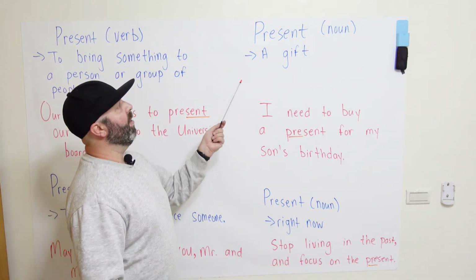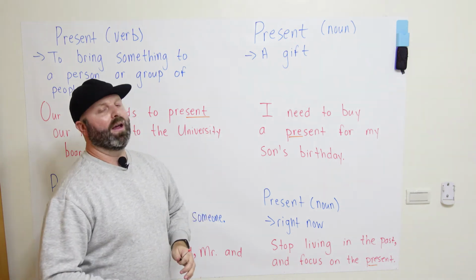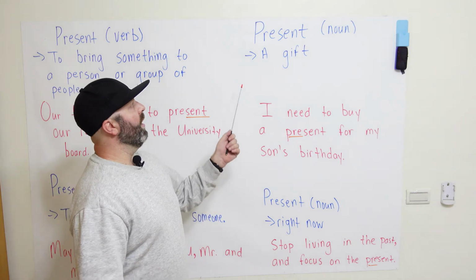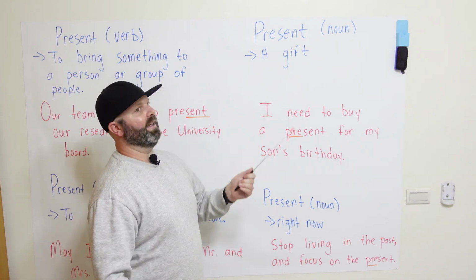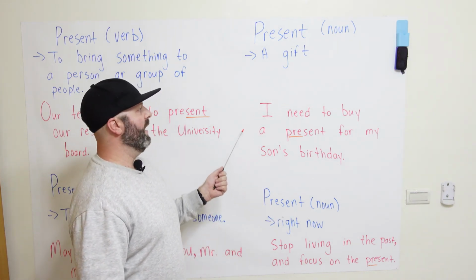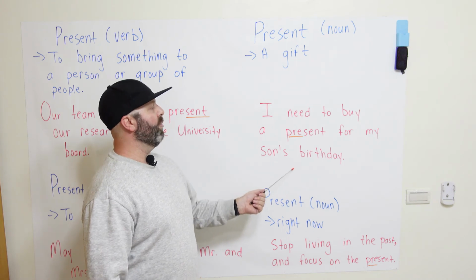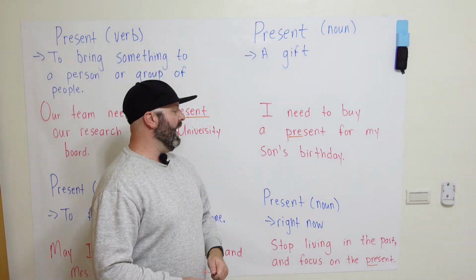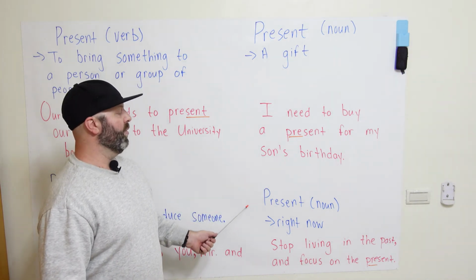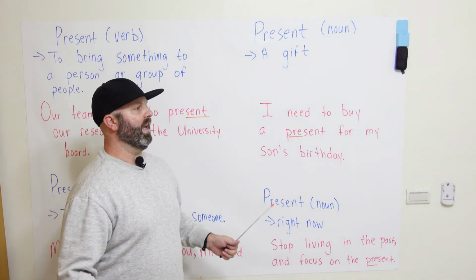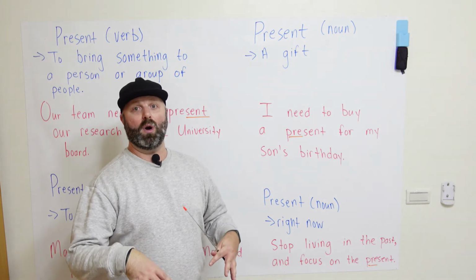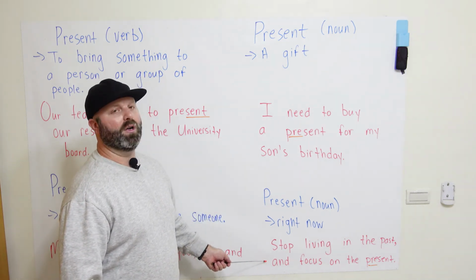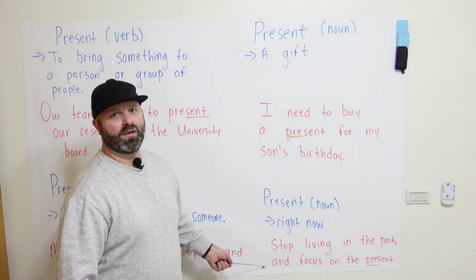Now, as a noun, the word sounds different. Present, okay? Present. So as a noun, a present is a gift. So we could say, I need to buy a present for my son's birthday. And another meaning of the word present as a noun just means a period of time that is right now. Stop living in the past and focus on the present, okay?